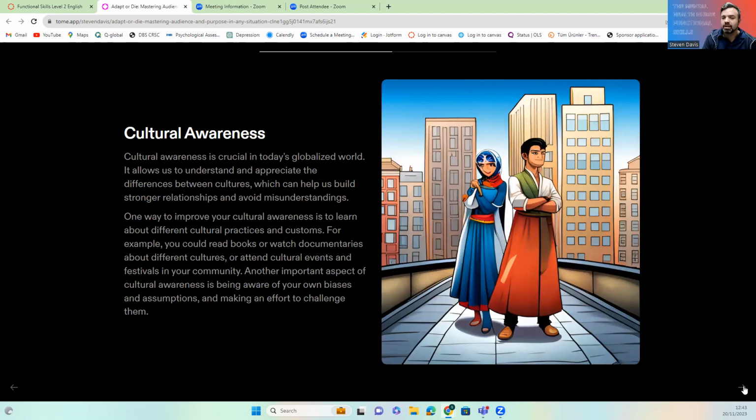It's crucial in today's globalized world to understand and anticipate the differences between cultures, which can help us build stronger relationships and avoid misunderstandings. One way to improve your cultural awareness is to learn about different cultural perspectives and customs. For example, you could read a book or watch a documentary about different cultures and attend cultural events and festivals within your community. Another important aspect of cultural awareness is being aware of your own biases and assumptions and making every effort to challenge them.